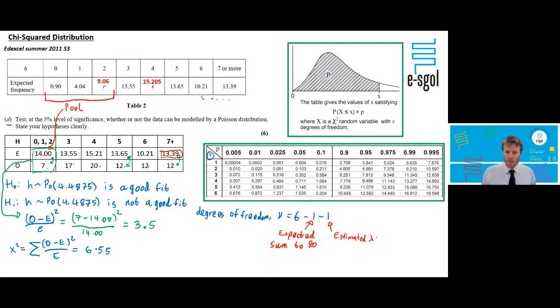If you are given lambda, so if you're told what the Poisson distribution is, then you wouldn't take away this extra degree of freedom, but because we've estimated it, we're going to take that away. So our degrees of freedom is 4. So what we're looking for is we want to find our chi-squared value, and we're looking for the 0.95 value. Our degrees of freedom is 4.